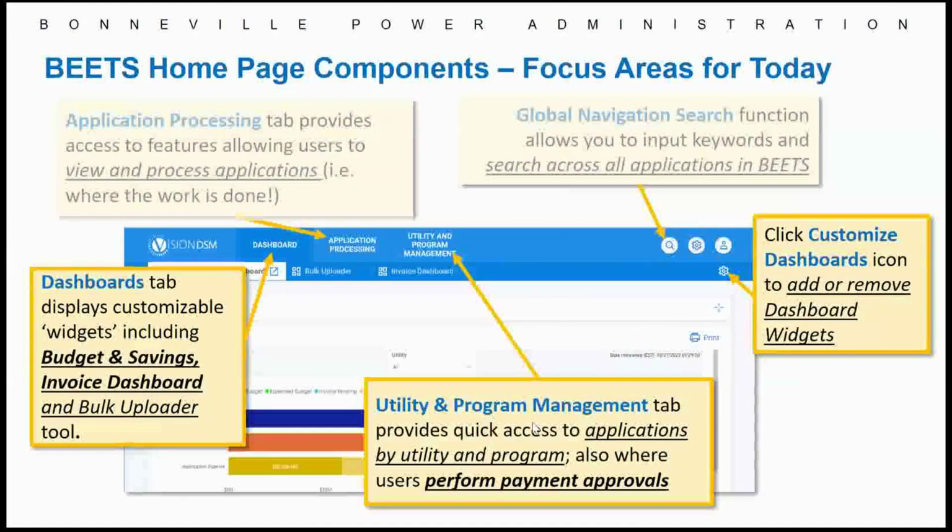Today, we are going to go back to the dashboard section, but focus on the other two key dashboard widgets that are used solely in the invoicing process, the budget and savings dashboard and the invoice dashboard. And then we will also look at the utility and program management tab, which sort of has two purposes. You can search for applications by utility and program, but for today's purpose, this is where you will be performing payment approvals, which is sort of that last step that Melissa was talking about in what's changing, where you actually request payment.